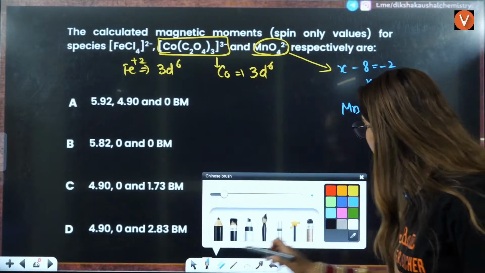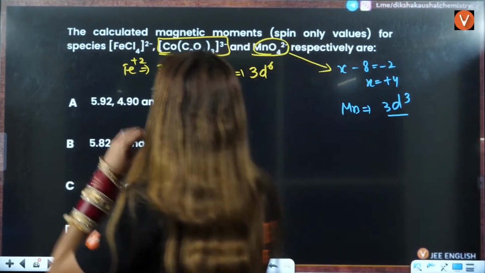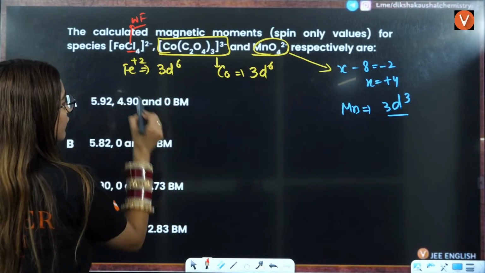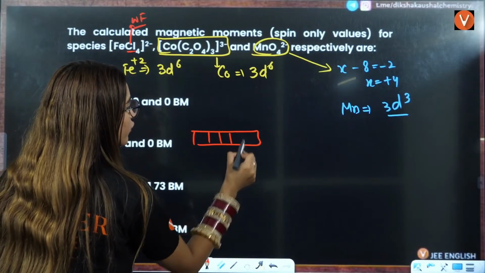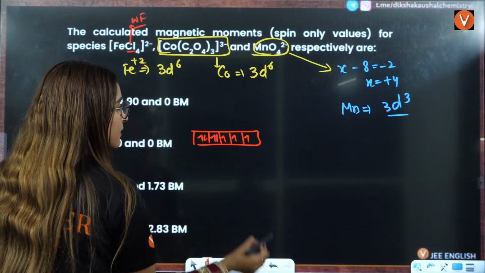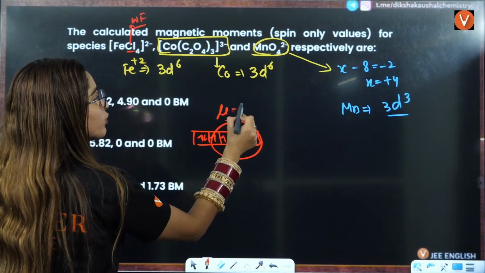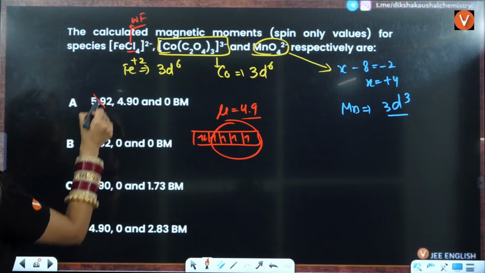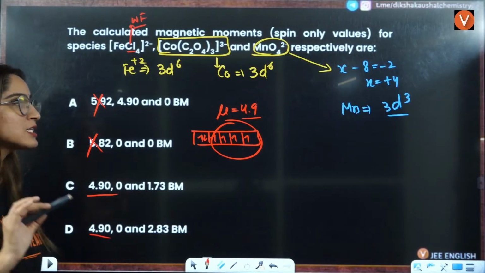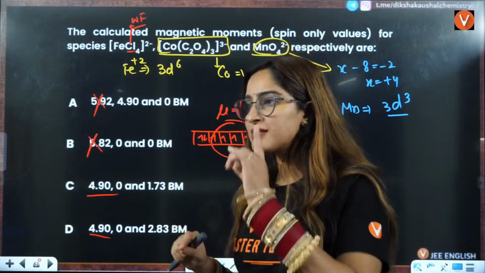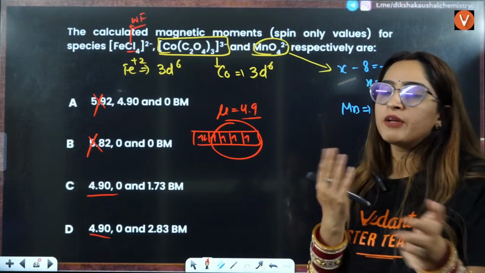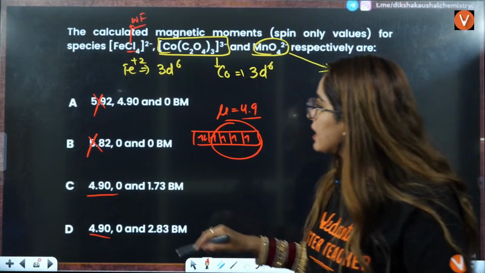Okay. So now let us see the pairings here. This is a weak field ligand, so there is no pairing. If you have this d6 here, 1, 2, 3, 4, 5, 6, that means you will have 4 unpaired electrons. So mu is going to be 4.9. This is not possible. Either this or this, right? 4.9. See, the first digit is the number of unpaired electrons, so you can write 7, 8, 9. That will be your answer.